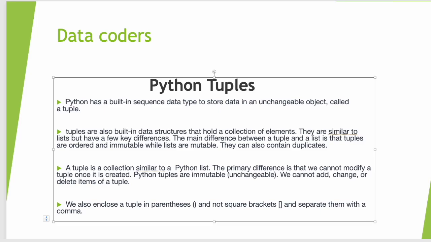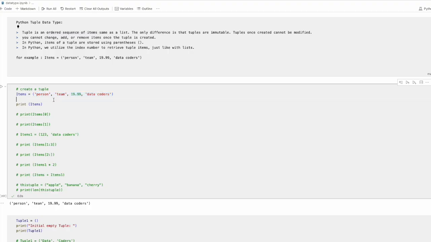Those are two major differences I can mention, but I will make a separate video to show you each and every difference between tuples, list, and dictionary. So let's start with hands-on practice for each and every function, what we have and how to use it. Look at this example. Here we are giving items: person, team, 19.99, data, coders. So we have different elements inside this tuple. Since it's an ordered sequence of items, we can retrieve them using indexes.